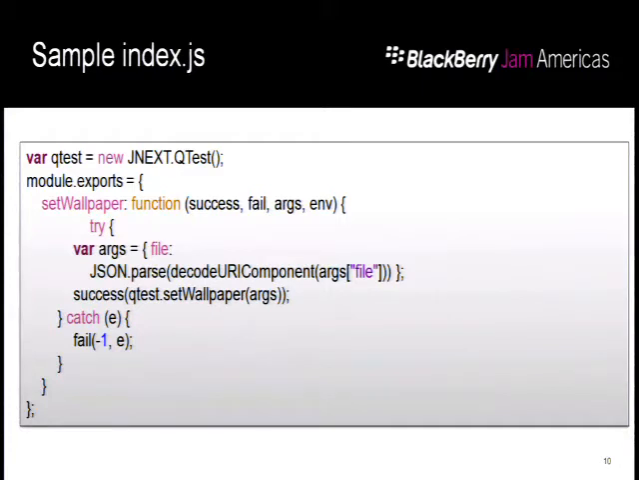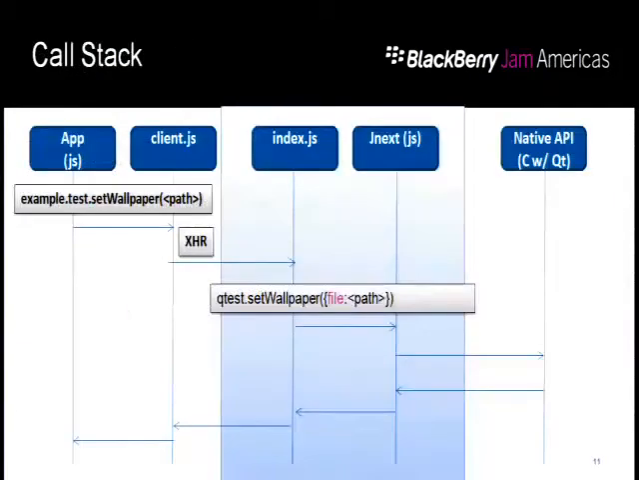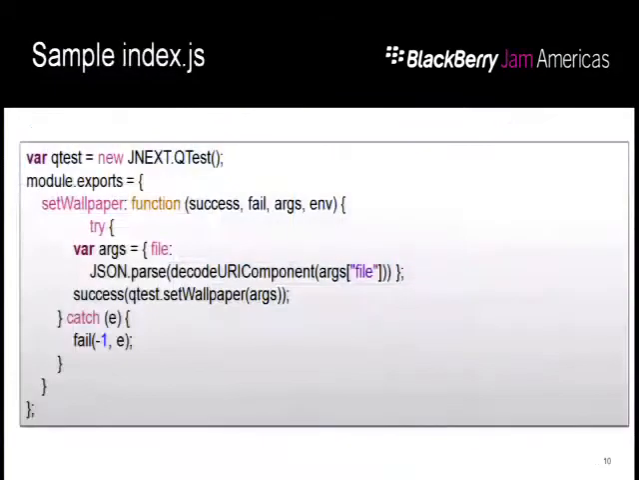From there, I must call the JNEXT wrapper. If you look at the top line there, it's a little out of context at this point, but it'll make sense over the next couple of slides. Basically, we create a new JNEXT.qtest, a new JNEXT object that we are instantiating. We will learn how to do that. So I instantiated the JNEXT wrapper, created an object, and I call qtest.setWallpaper on it and pass the decoded JSON object to it. Is everyone with me? Yeah? Hearing some nods. Excellent.